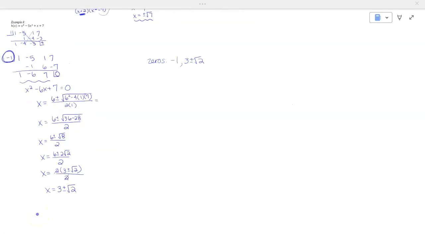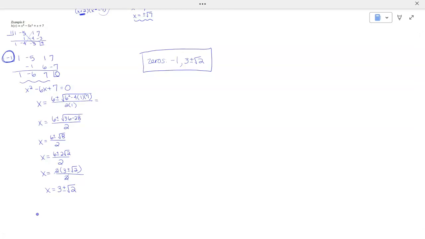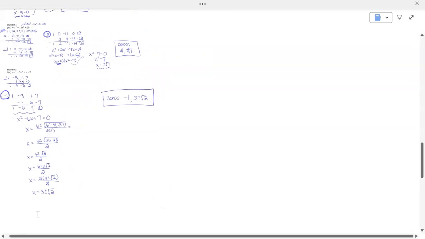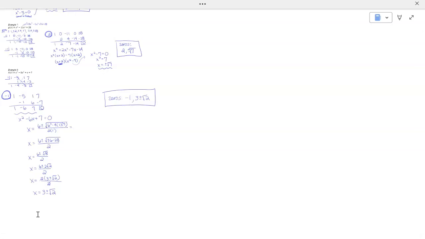So here we were able to use the quadratic formula to solve for x, and we end up getting that our other zeros are 3 plus or minus the square root of 2. Remember, be very careful when you are simplifying as you use the quadratic formula. And you'll notice in what we've done so far, you can use synthetic division to help you start and then get to a point that you can either factor, use the square root method, or finally use the quadratic formula.